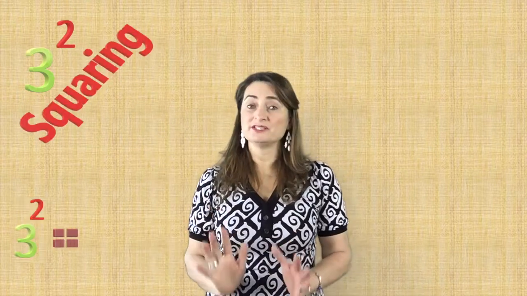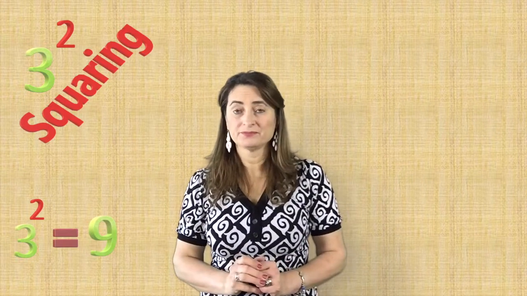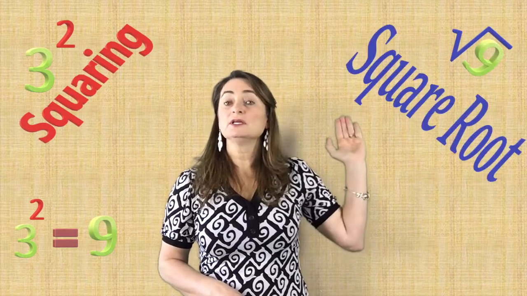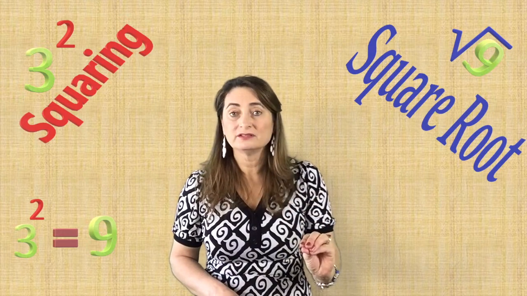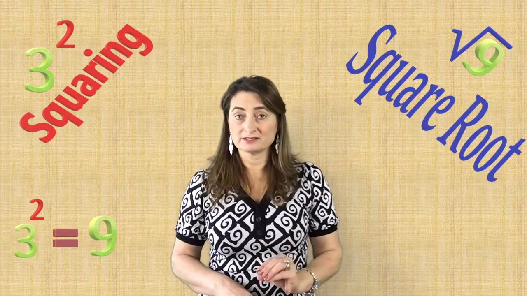If you have 3 squared, that's called squaring, which means 3 times 3, which is 9. Watch how the number got bigger when you are squaring that number. Now, if you use the radical or the square root of 9, that's called square root, which means which number multiplied by itself gives you the radicand, or the number underneath the radical sign.